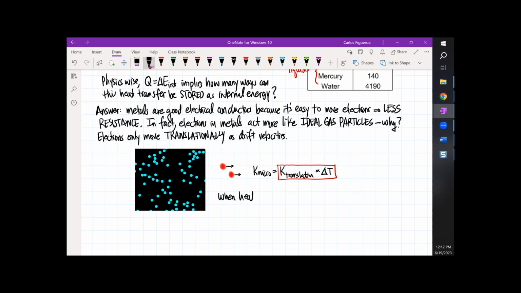So what we could say then is that when heating metals, all the heat goes directly into K translational, where temperature changes quickly.